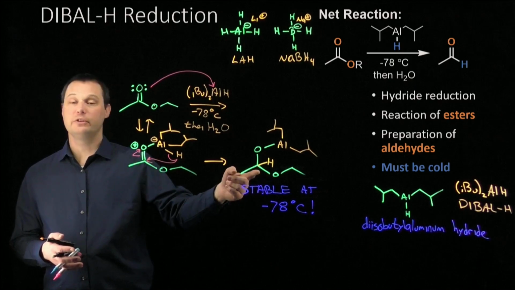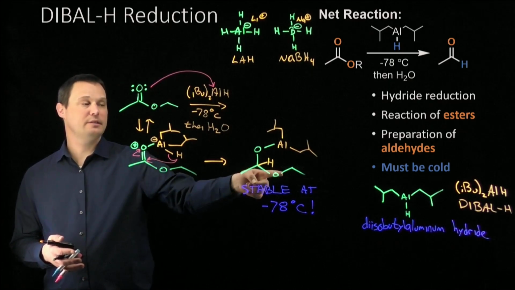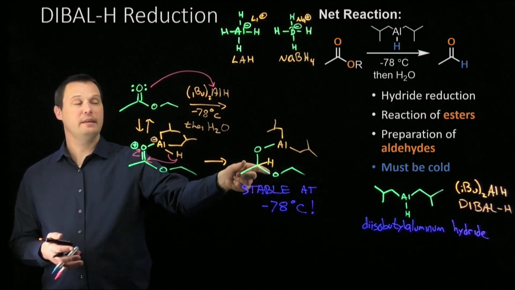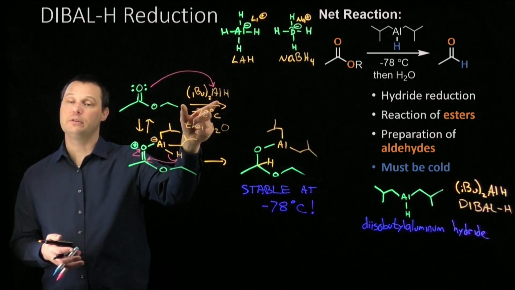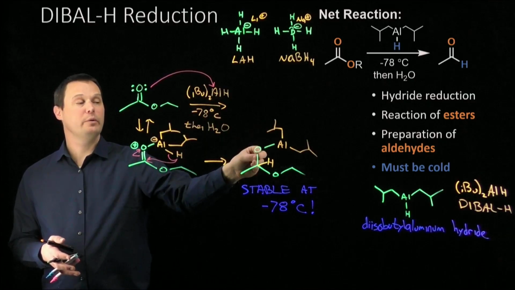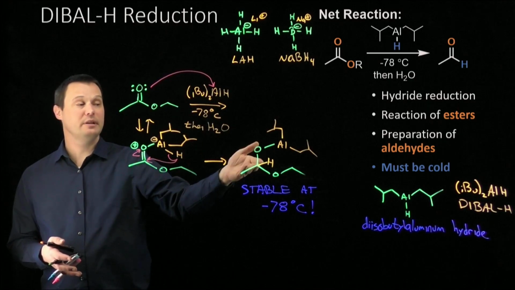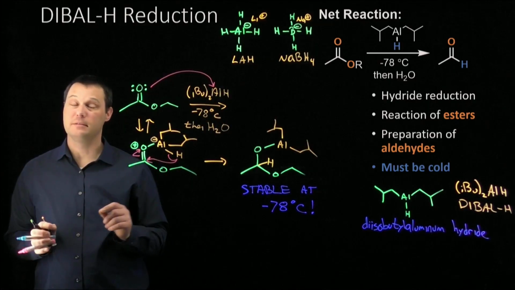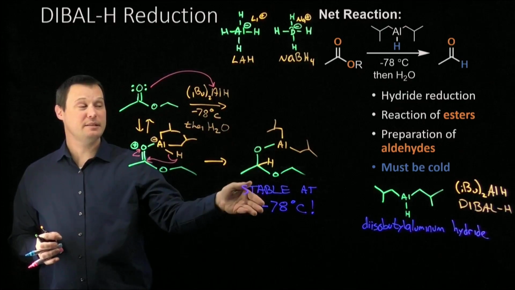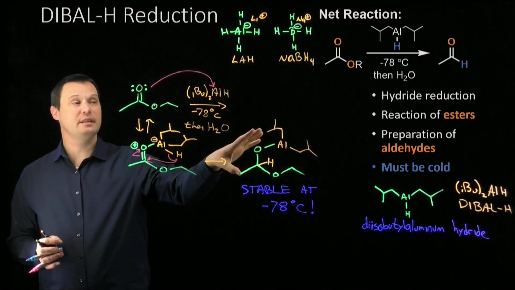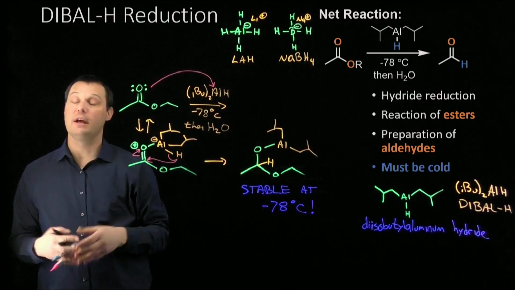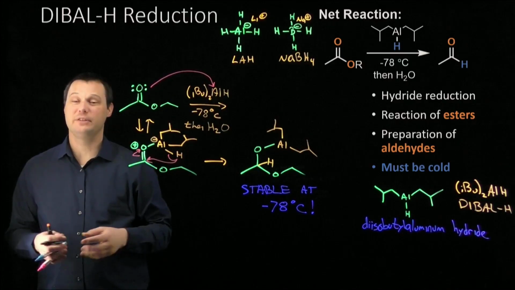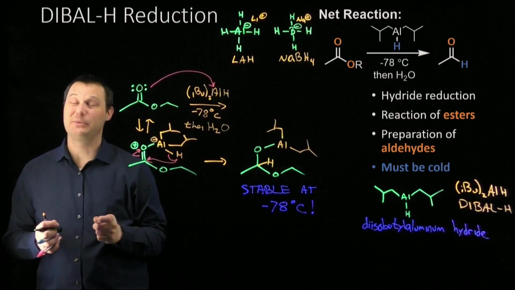If we went with our traditional route, if we dropped a pair of electrons down and kicked out the ethoxide group, we would make the aldehyde, but we'd still have a hydride source. If this weren't stable cold, when we formed that aldehyde, the DIBAL would reduce it again, and we would get the alcohol, the same thing we got with the lithium aluminum hydride. But by using this unusual reagent that's stable at cold temperatures, everything sits here until we exhaust the hydride source and no more reduction can take place. That's the reason for the unusual conditions, and that makes this reaction very cool.